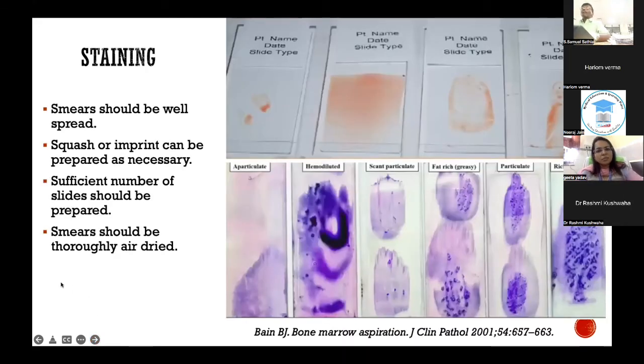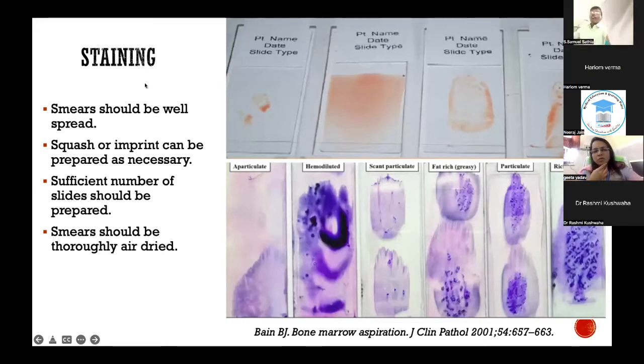So coming to the staining part. As we can see in the lower picture, we have seen all kinds of smears: a smear with no particles, then hemodilution or slightly coagulated bone marrow is also seen. Then this smear contains scant particles. This one is fatty, greasy. This can be because of aplastic anemia also, or from greasy slides. And these are the fairly good slides.